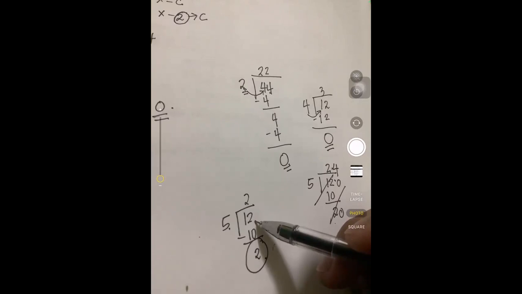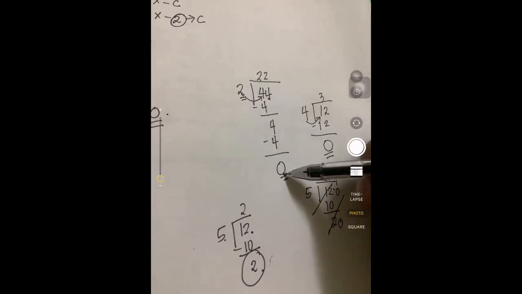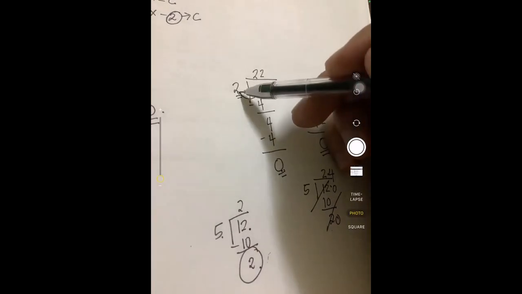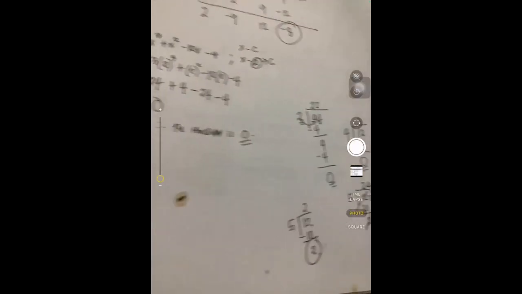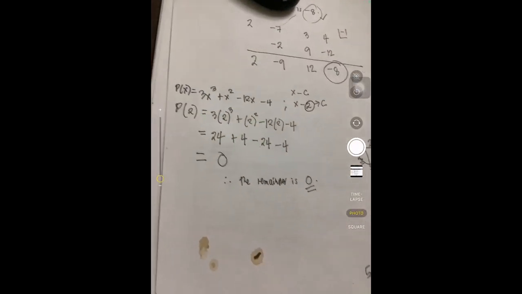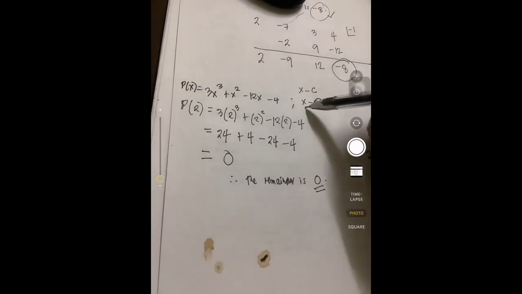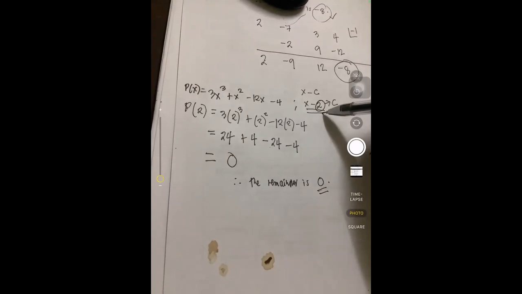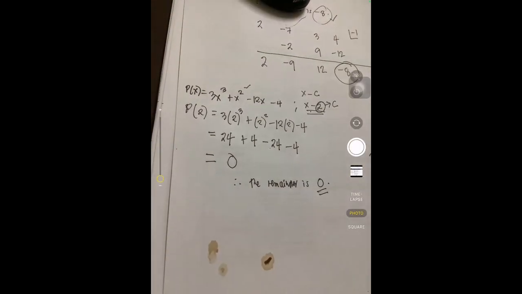So yun yung tatandaan natin. If the remainder is 0, it means that the divisor is a factor of the dividend. Klaro yun? So this time, ibig sabihin, if we use that in the context of polynomials, itong x minus 2 natin dito is actually a factor of p of x.